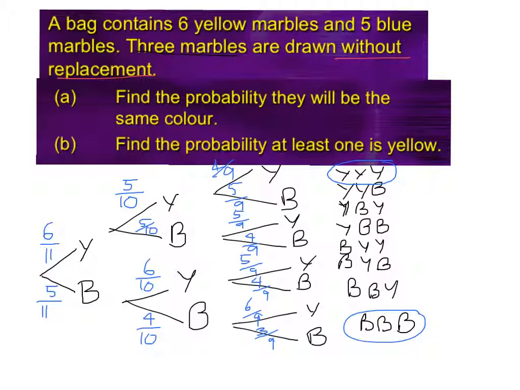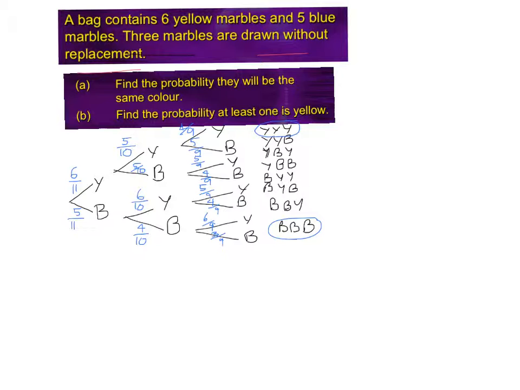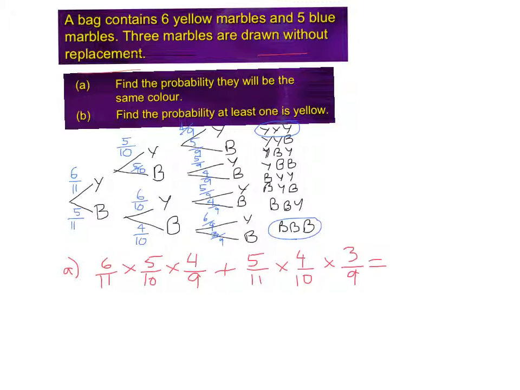So let me just see if I can make this smaller. Okay, so A is going to be 6/11, going along the yellow, yellow, yellow branch, 6/11 times 5/10 times 4/9, plus then going along the blue branch, 5/11 times 4/10 times 3/9, and let's put that in the calculator. And that equals 2/11.